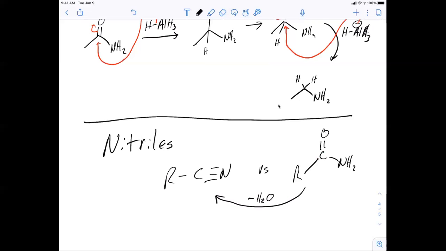So one conceptual way to think about nitriles is they are dehydrated amides. So they have similar reactivities as amides, and we'll see that if we can add a reagent that can help dehydrate an amide, we can turn amides directly into nitriles, or at least primary amides.